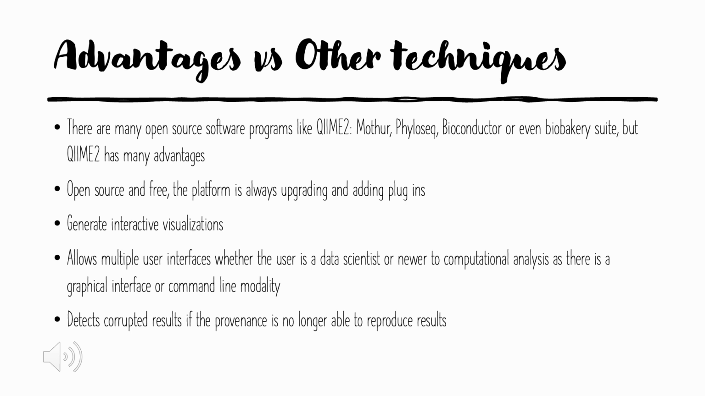So what are some of the advantages? There are many open source software programs, but QIIME2 is not only open source and free, it's always being upgraded. It's always having plugins added to it. It is able to generate interactive visualizations, and it has multiple user interfaces. So whether you're a data scientist that prefers command line code, or you are new to computational analysis and you are more comfortable with the graphical interface, it allows both of those types of people to be using this program. So that really allows this program to be a collaborative space.